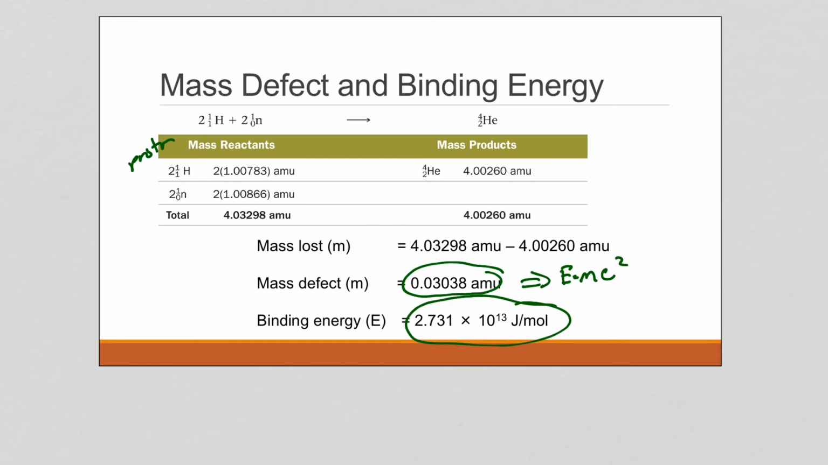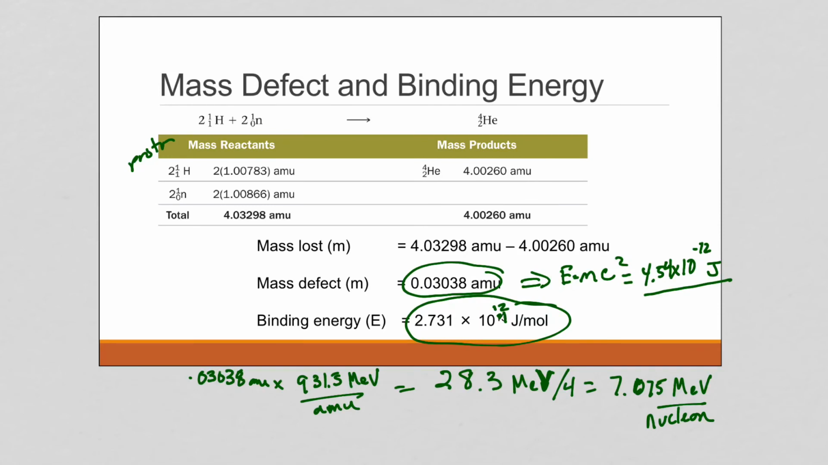What that tells me is that the helium nucleus is pretty stable. It has a pretty high binding energy. Let me go back and make a correction here. I looked at my math again, and I think I had an incorrect exponent. It should be 2.731 times 10 to the 12th joules per mole, I believe. This is one way to look at the binding energy. It's a large amount of energy.